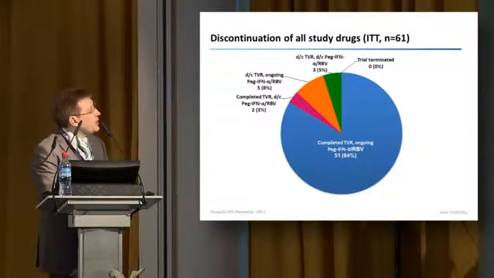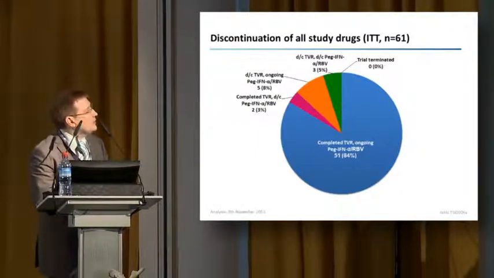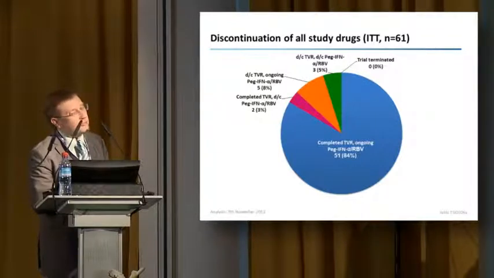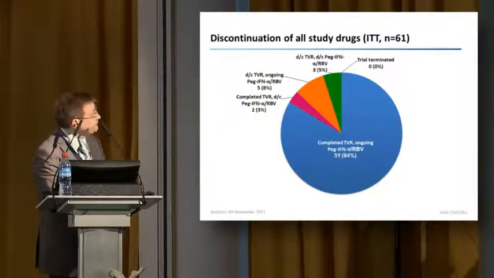There are some patients who are different; the trial was terminated totally in no one. Some patients completed tenofovir, but then needed dose reduction of PEG-riba, 3%. They discontinued tenofovir but continued PEG interferon and riba, 8%. They also discontinued tenofovir, PEG interferon and riba, that's 5% only. Next slide.